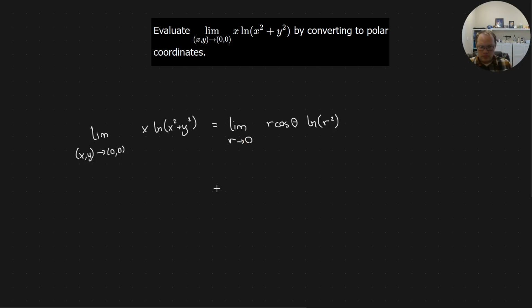Okay. So now what? I'm going to start off by using a property of logarithms. I get r squared inside the logarithm. Remember, if you have a power inside a log, you can pull it out as a coefficient outside. So I get 2r cosine theta natural log of r.